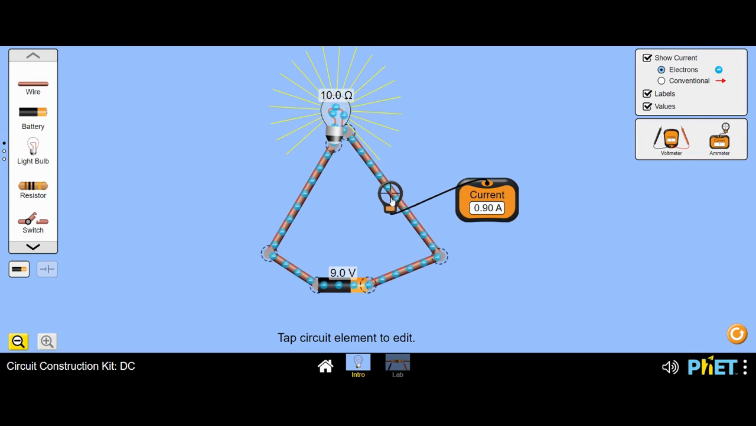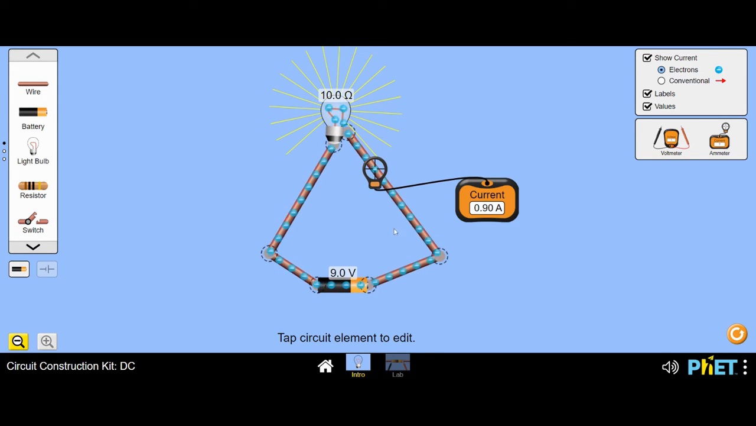And I can move my scope around to see the things and I can see, okay, 0.9 amps, 0.9 amps. I'm going to see a trend here in my circuit. I've got 0.9 amps throughout my circuit.